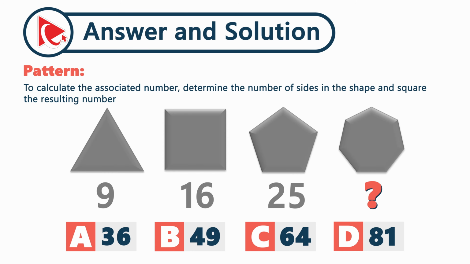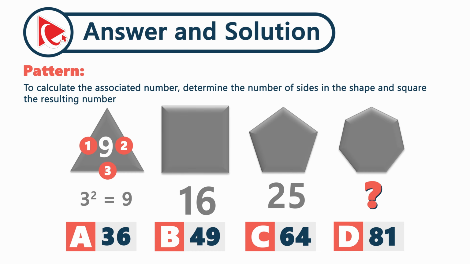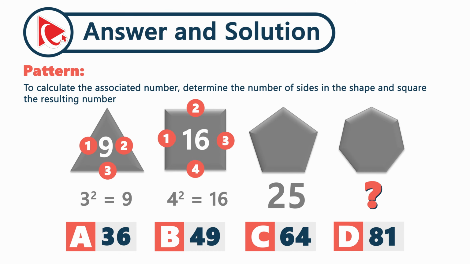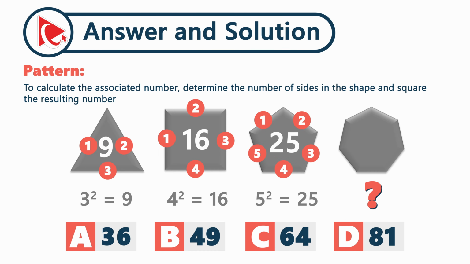The first shape is triangle. It has 3 sides, 1, 2, and 3. 3 squared equals 9. Second shape is a square, which has 4 sides. 4 squared equals 16. Third shape is a pentagon. Pentagon has 5 sides. 5 squared equals 25.